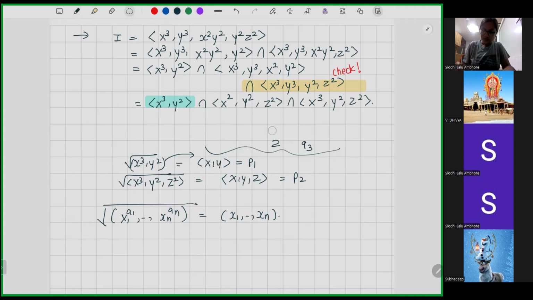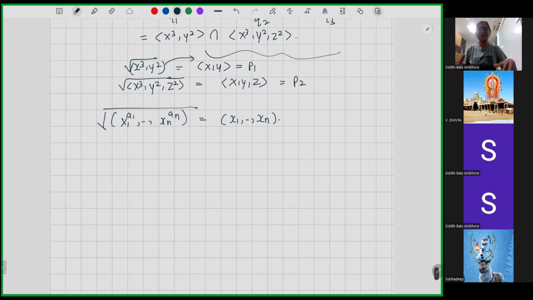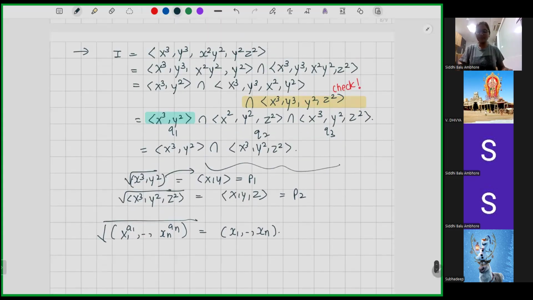Now this Q2, if I write this Q1, Q2, Q3, this contains this ideal. So intersection becomes x cube, y square, z square, x square. Oh, there is some error. Okay, please check. I don't want to waste time calculating this, but please check there is some error here and try to solve.